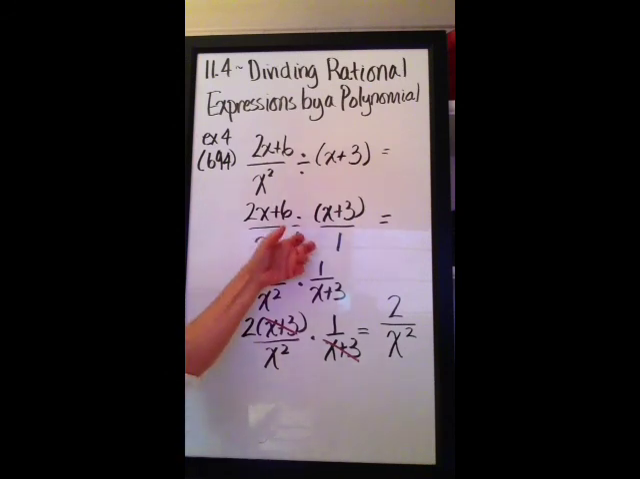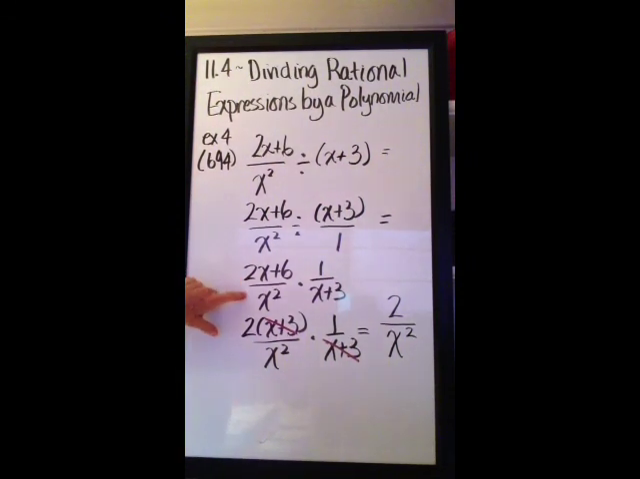And then, as you know, we don't divide by fractions, we multiply by their reciprocal. So that becomes 2x plus 6 over x squared times 1 over x plus 3. If I factor out a 2 here, then I can get a common factor of x plus 3, which I can cancel. And now I just multiply across. 2 times 1 is 2 over x squared.